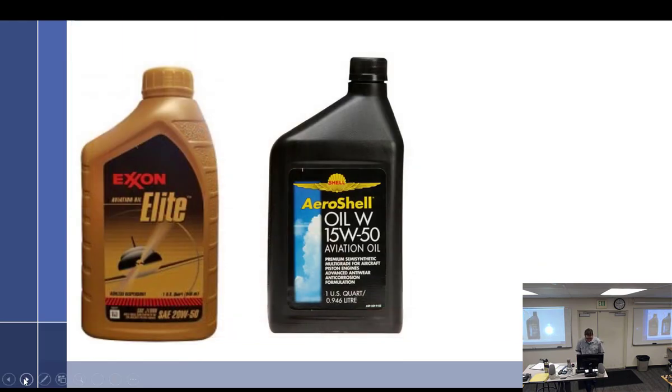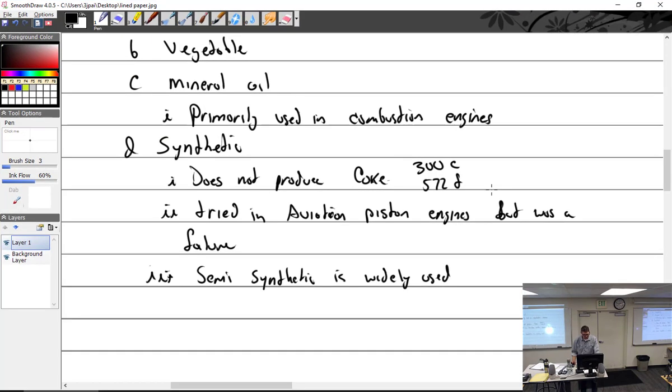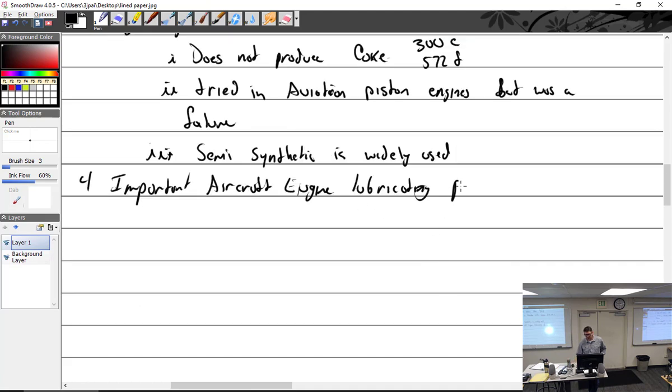All right. Important aircraft engine lubricating properties. There we go. Gravity.